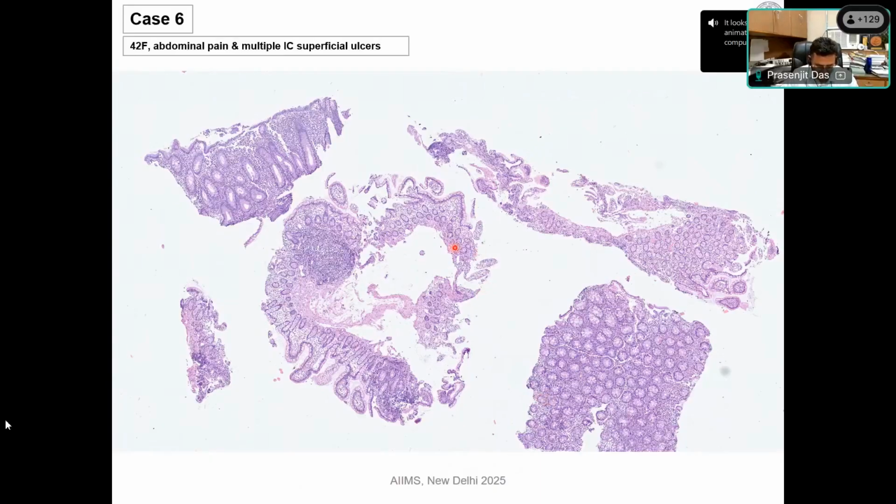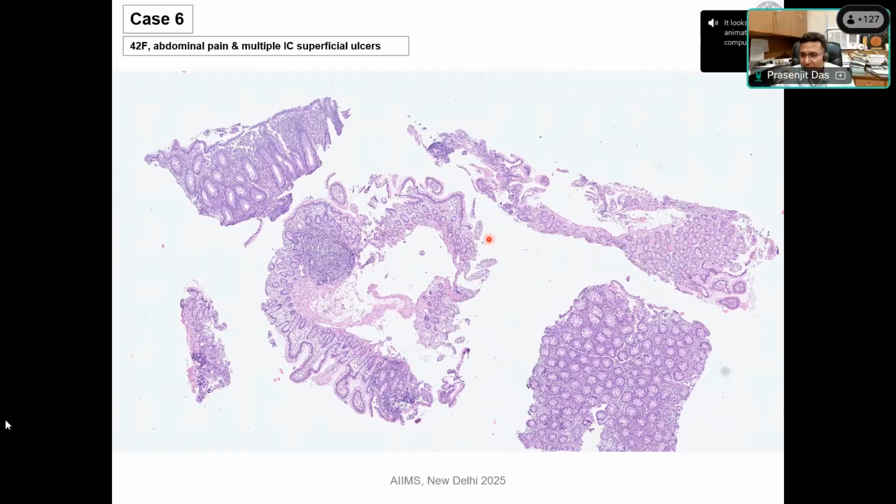Case 6 again, Shupriya, can you discuss? Yes, sir. So now we'll increase our speed because it is already 50 minutes. Okay, 42 female, abdominal pain, multiple ileocecal ulcers. Yes, sir. I could appreciate 5 fragments in this field, where I could appreciate focal mucosal ulceration with the surrounding normal looking mucosa and chronic inflammatory changes also there. And mucosal architecture is distorted. The crypts are shortened and irregularly spaced, even branched. So this much I could appreciate in this slide.